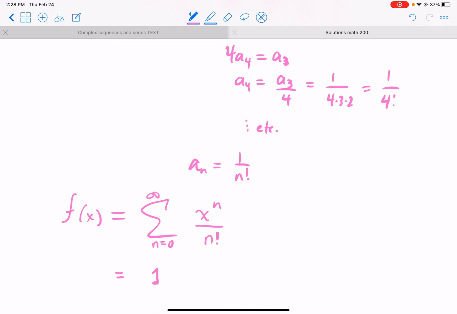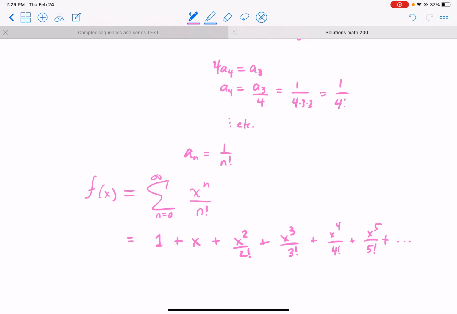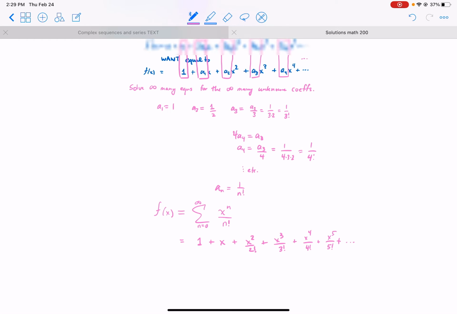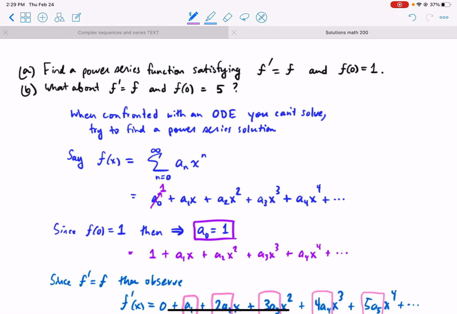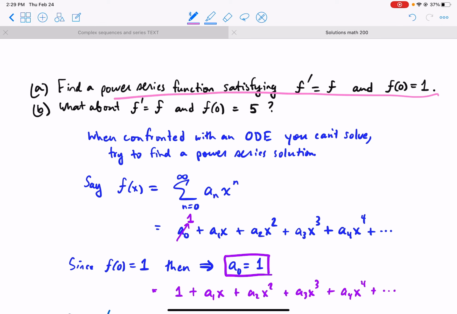In other words, 1 plus x plus x squared over 2 plus x to the third over 3 factorial plus x to the fourth over 4 factorial. I could put a 1 factorial down here and a 0 factorial down there, because those are defined to be 1, but I won't. Forever and ever. Okay. Wonderful. We found the power series.